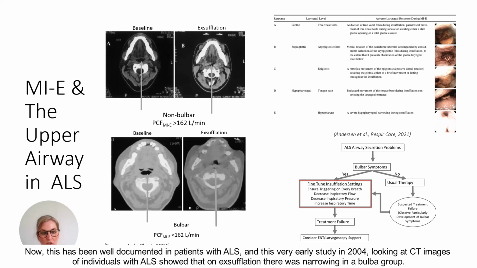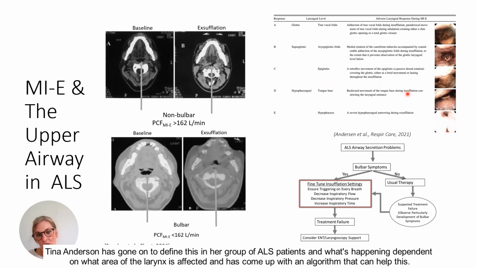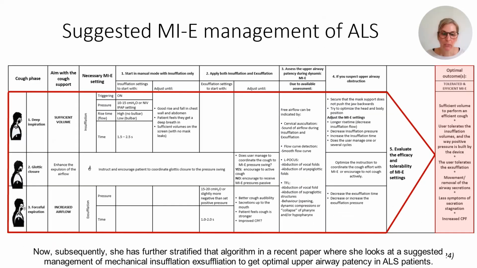images of individuals with ALS showed that on exsufflation there was narrowing in a bulbar group. Tina Anderson has gone on to define this in her group of ALS patients and what's happening dependent on what area of the larynx is affected, and has come up with an algorithm that can help this. Now, subsequently, she has further stratified that algorithm in a recent paper where she looks at a suggested management of mechanical insufflation-exsufflation to get optimal upper airway patency in ALS patients.